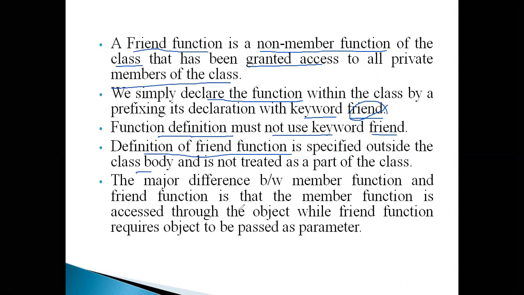And one more thing, the major difference between the member function and the friend function is that the member function is going to execute through the objects. The member function can be accessed or executed through the object, while the friend function is not going to use the object that way; it is going to use the object as a parameter. So this is the difference between the friend function and a member function.